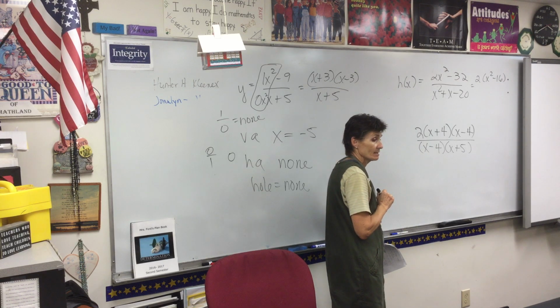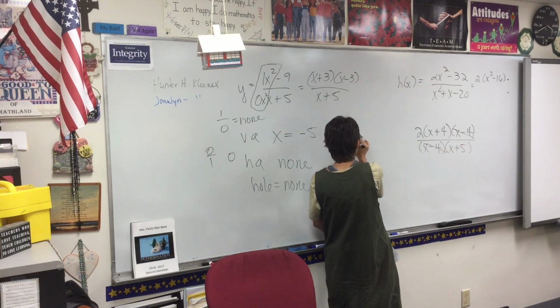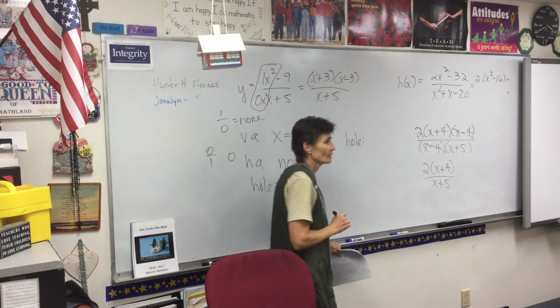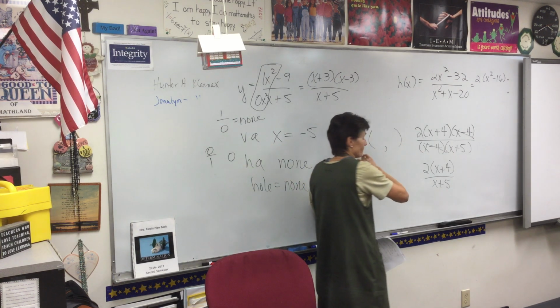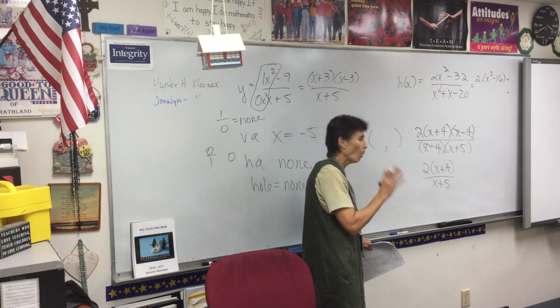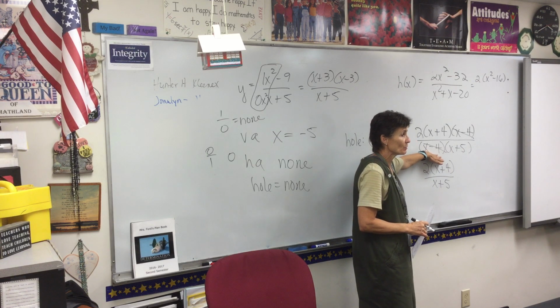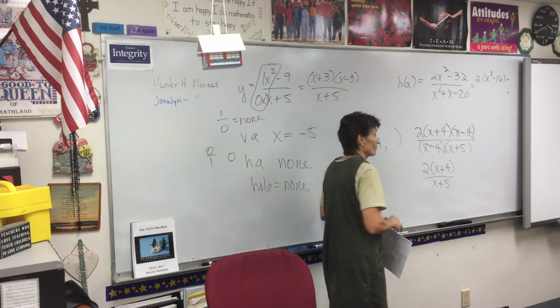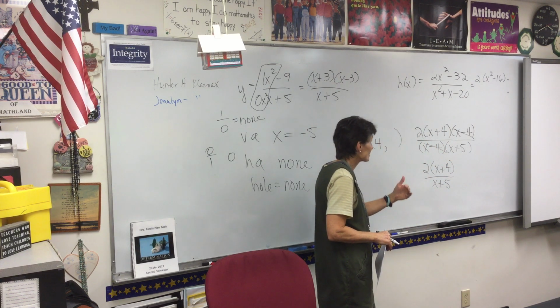That means that we can cancel. Uh-oh. That means that we're going to have a hole, a removable discontinuity. Now, the hole is a point, an x and a y. What will the x be? Pay attention to what you canceled out. The x will be positive 4. The x is the opposite of whatever you canceled out. So if you cancel out x minus 4, it's a 4.